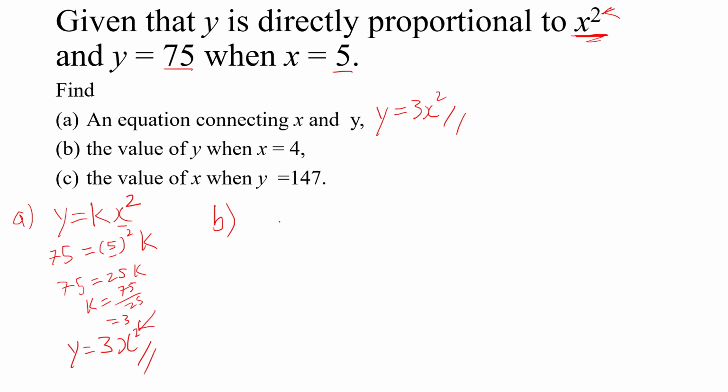Part b is also the same. Now that we know that y is equal to 3x squared, y will be equal to 3 times 4 squared. We just substitute x with 4 because they say x is equal to 4. So y is equal to 3 times 16. Y will be equal to 48.